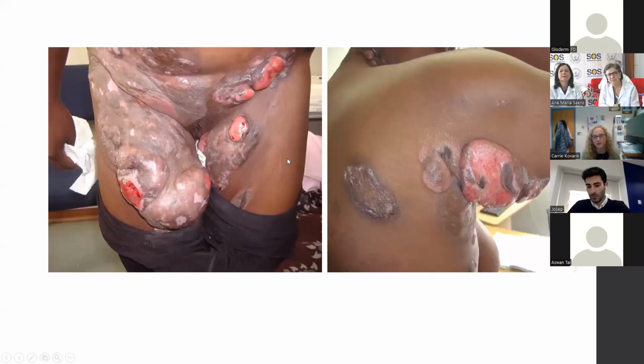This is a patient with tumoral CTCL. You can see the patch and plaque stages. This patient also had HIV. This was from Francistown in Botswana.